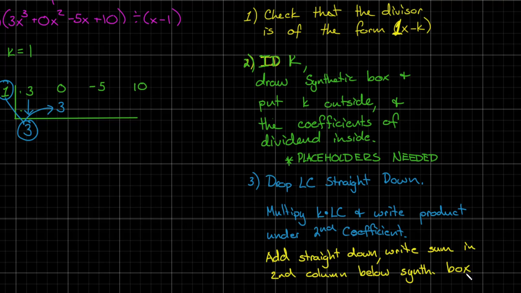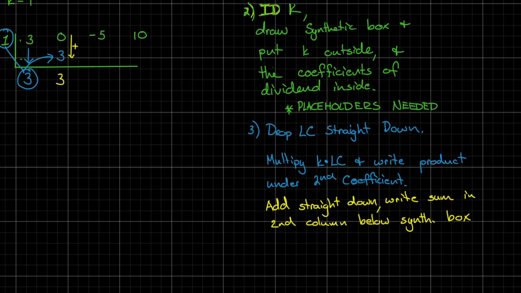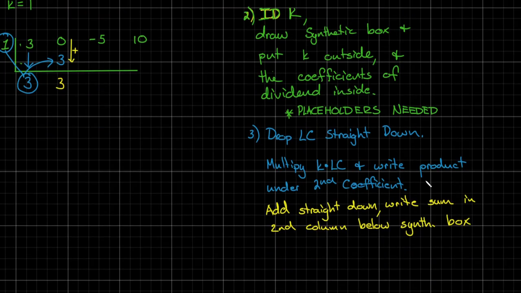All right, Declan, what am I adding, do you think? 0, yes. Good. What's 0 plus 3? 3. So check it out. We're going to add straight down. And we won't do all this stuff regularly, but we're just going to make sure we can see it all here. 0 plus 3 is 3. Okay, this last part, if this is clear enough, I love it. If it's not, we'll keep going. I'm going to say add straight down, write the sum in the second column below the synth box, and repeat.